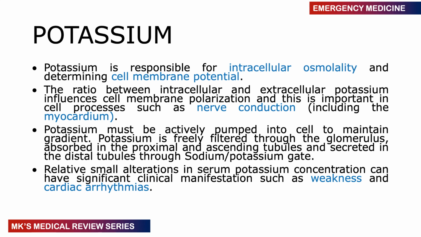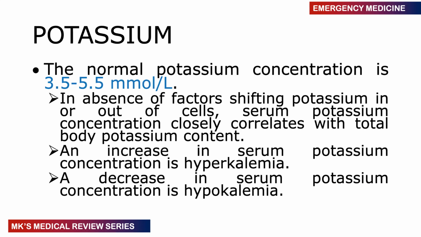Some of this potassium is freely filtered out in the glomerulus, and it's going to be absorbed in the proximal as well as the ascending tubules of the kidneys, and some of it is going to be secreted in the distal tubules by the sodium-potassium channels. Small alterations in the potassium concentration are going to cause significant clinical manifestations. So they may cause weakness, they may cause cardiac arrhythmias, and generally, clinical features of hypo and hyperkalemia may overlap to some extent.